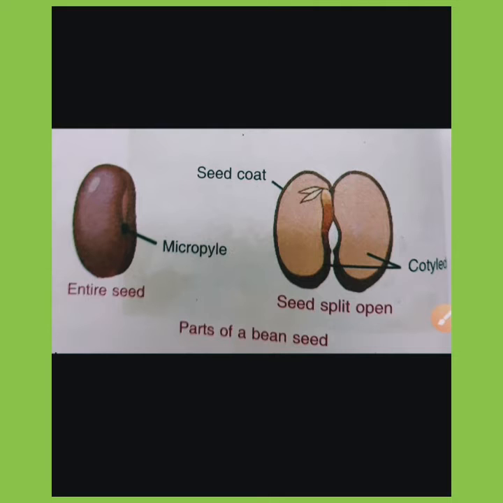The seed coat protects the seed, and the micropyle allows water to go inside the seed so that the seed can germinate. And the cotyledons provide food to the baby plant, and when the baby plant starts doing photosynthesis, then these cotyledons dry up.